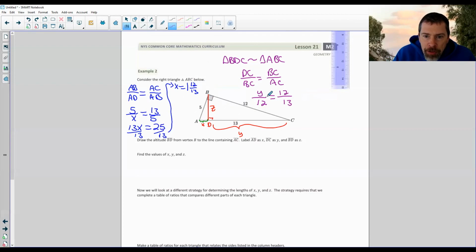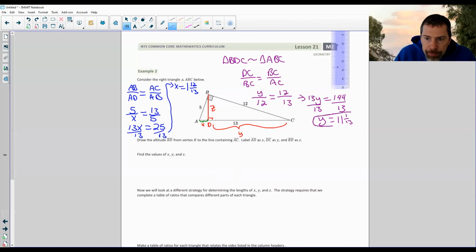So when I cross multiply this, 13 times Y is 13Y. And 12 times 12 is 144. And I divide both sides by 13, and Y equals 144 divided by 13, which is 11.07, so 11. And what's the remainder? 13 times 11 is 143, and that's 144, so that's one remainder.